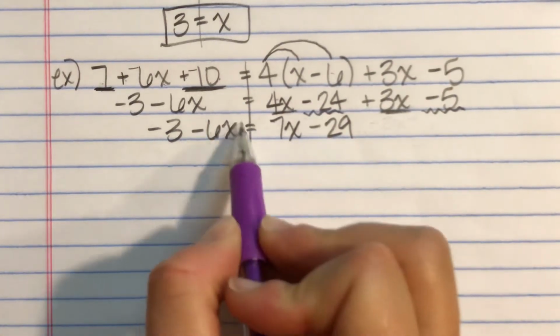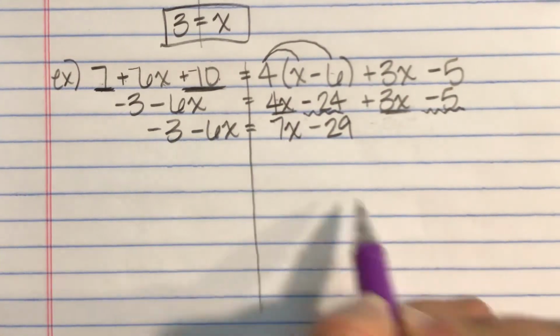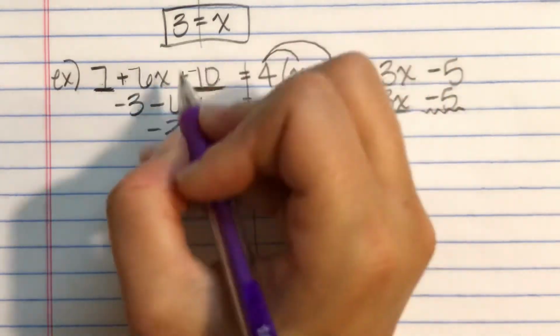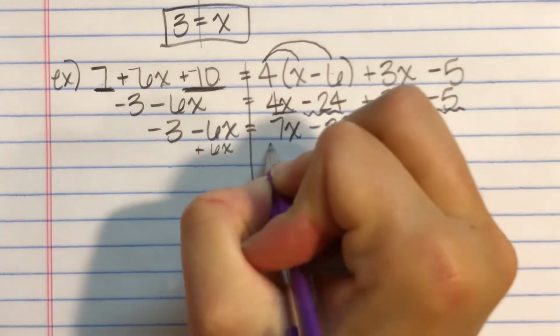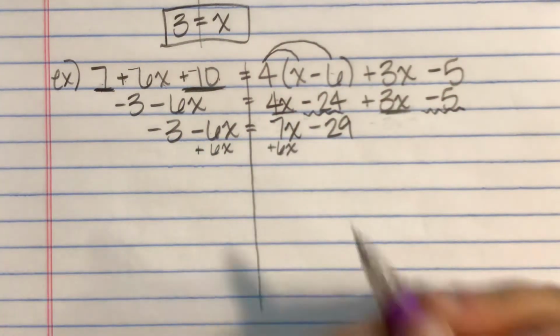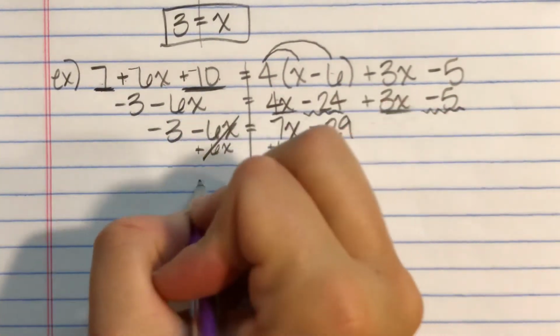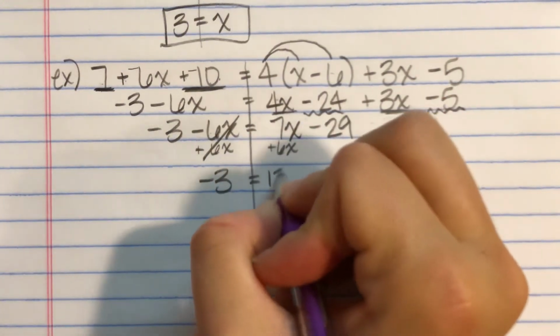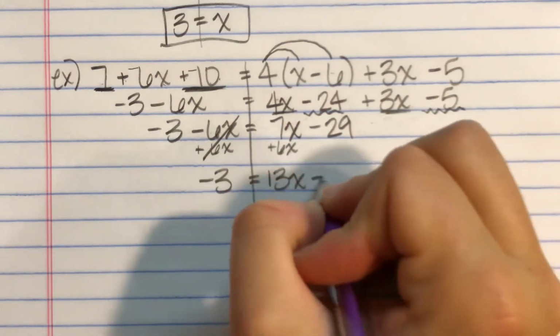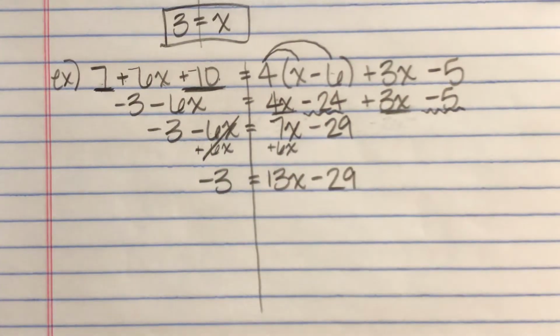So now I'm going to move my variables together. You've got a negative 6x and a positive 7x. The smaller out of those two is the negative 6x, which I'm going to cancel out by adding 6x. Those cancel. I'm left with negative 3. 7x plus 6x is 13x, and then minus 29.